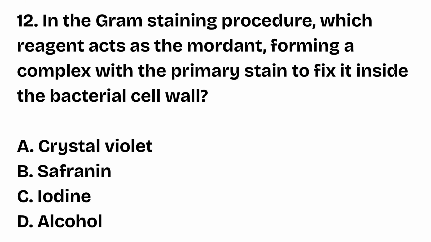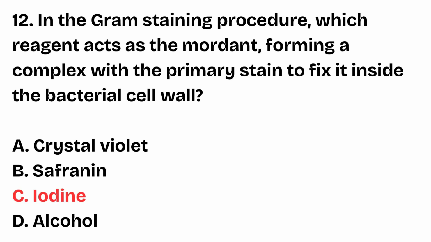Crystal violet, safranin, iodine, alcohol. The right answer is option C, iodine. Gram's iodine acts as a mordant, forming crystal violet iodine complex that gets trapped within the thick peptidoglycan layer of gram-positive bacteria. This helps to differentiate them from gram-negative organisms during decolorization.